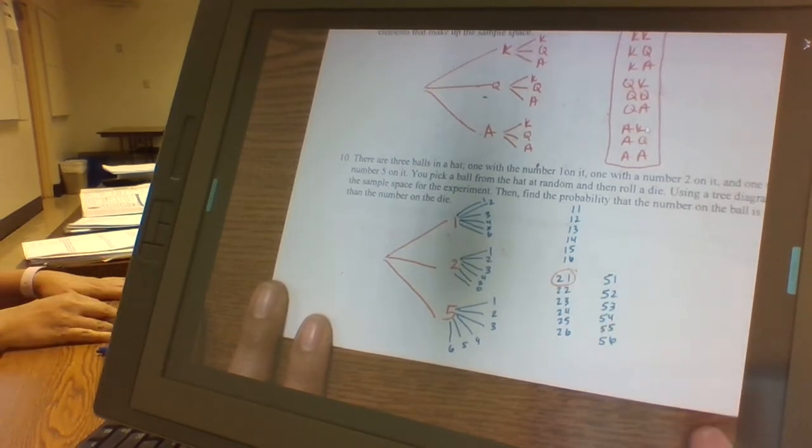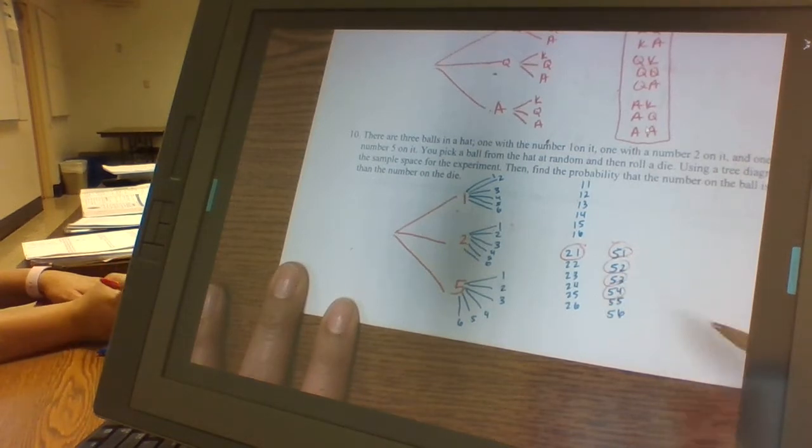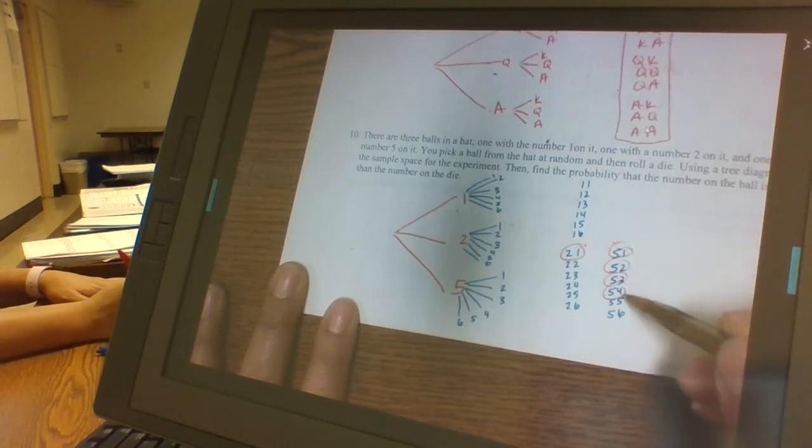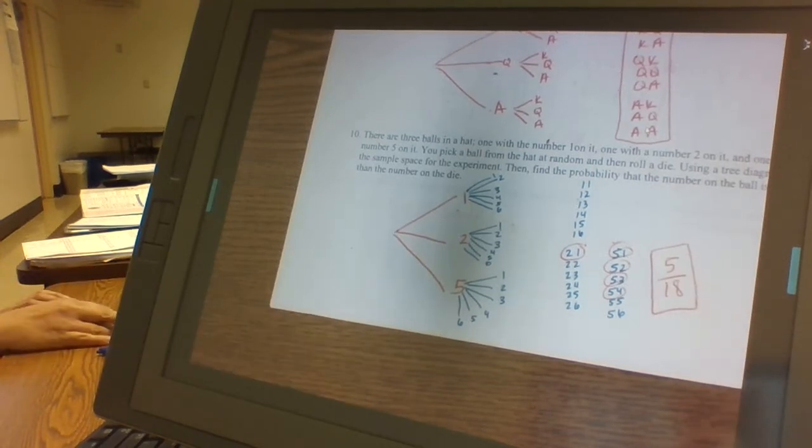Once. That's it. How about here? How many times with the 5? How many times is the ball big? 1, 2, 3, and 4. Would it be 5 over 18? Is it going to be 1, 2, 3, 4, 5? 5 times out of 18. That is correct. Yes. So that would be your answer for that one.